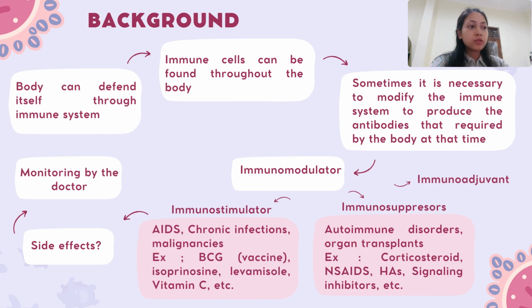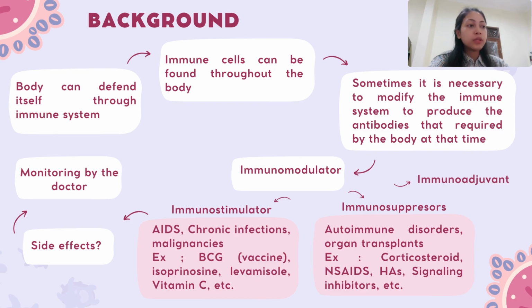Immunomodulators can be categorized into two major groups: immunostimulators, which stimulate the increase and activity of the immune system, and immunosuppressors, which inhibit or suppress the activation of the immune system. Immunosuppressive drugs are commonly used to treat patients with autoimmune disorders, organ transplants, and others. Examples are corticosteroids, known as NSAIDs, histamine agonists, and other cellular signal inhibitors.